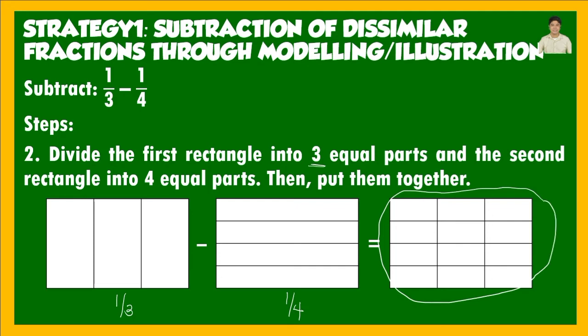Okay, kinombine po natin, ilang parts na meron siya ngayon. We have 12. So, paano naging 12? Bilangin lang po natin. And 1, 2, 3, 4, 5, 6, 7, 8, 9, 10, 11, 12.